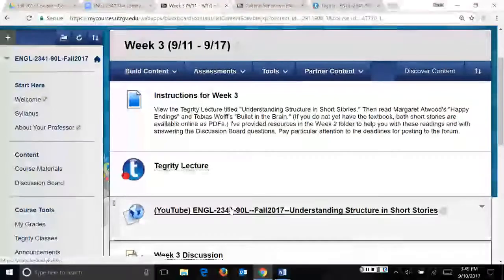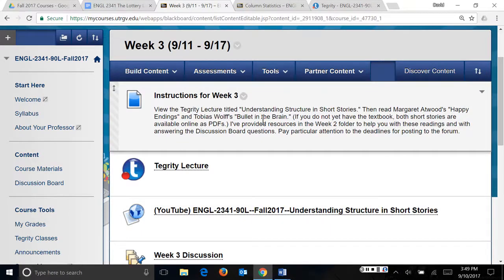We already have one lecture about structure in short stories, and that's the one I was referring to earlier about the Freytag pyramid. And so that should give you some clues about these 2 stories, about Happy Endings and Bullet in the Brain. So keep these things in mind. Not all stories will be as traditional as the lottery, but each one should still have similar elements that they rely on in order to get those messages across.